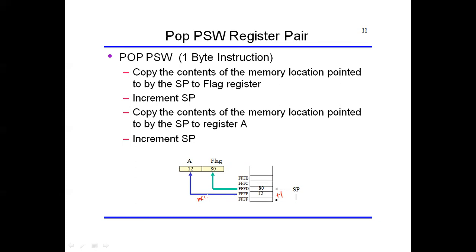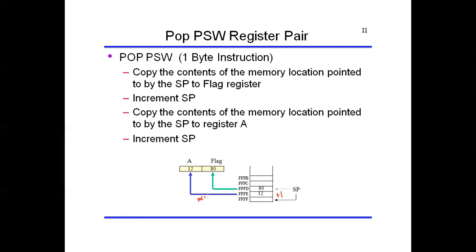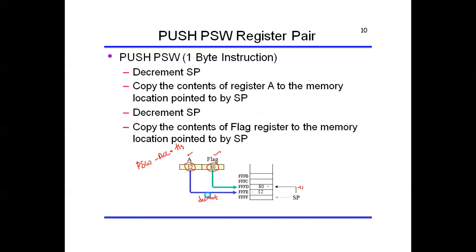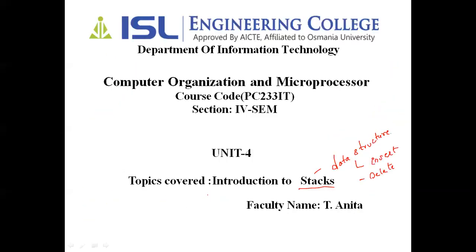But the difference we find is that this program status word, PSW, is a combination of the accumulator and the flag register. Right? So that combination we call a program status word. So this is how we make use of our stacks. This is the basic introduction to the stack registers.